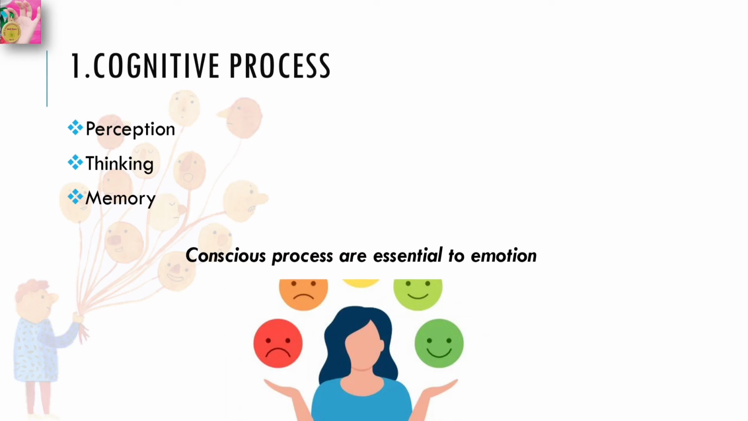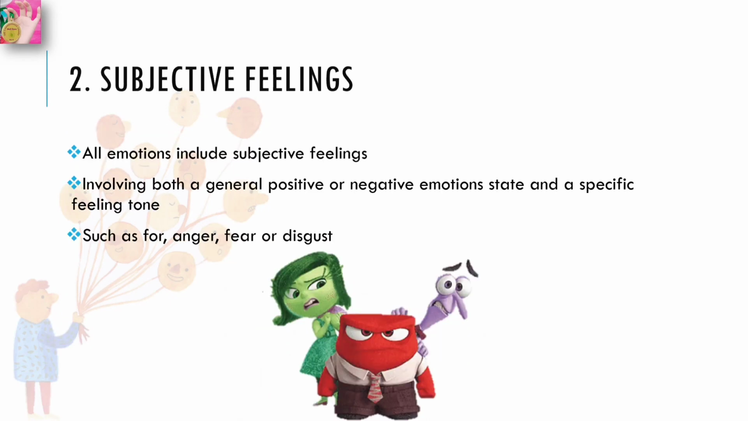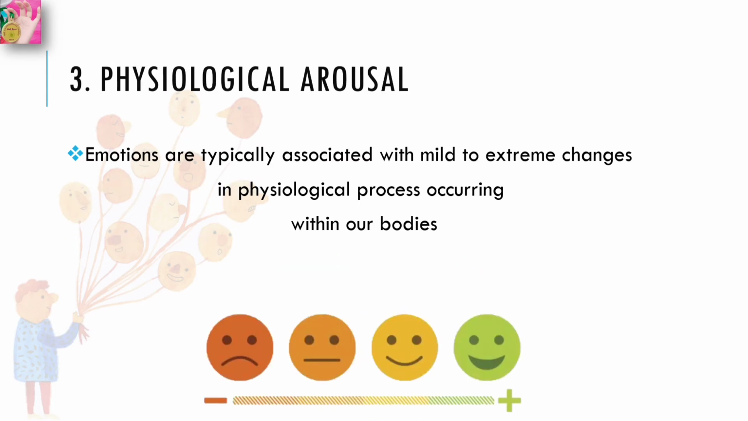Then the next component is subjective feelings. Now, according to this, which is universal in nature, one might adopt it more than others or less than others, but all emotions include subjective feelings involving both a general positive or negative emotion state and a specific feeling tone, such as for anger, fear, or disgust. Then the next component of emotion is physiological arousal. Emotions are typically associated with mild to extreme changes in physiological processes occurring within our bodies.